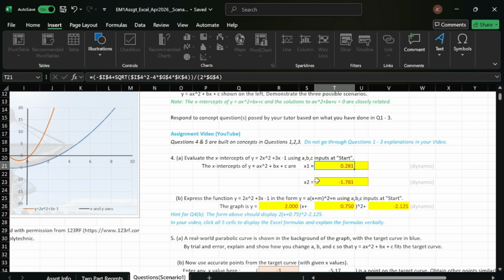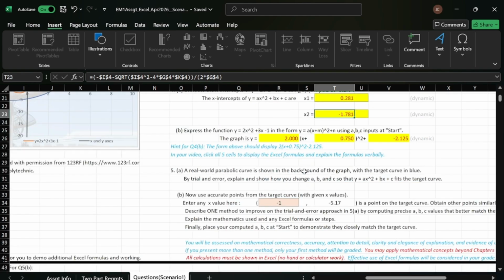So for the first x-intercept, I will have the equation minus b plus the square root of b squared minus 4ac over 2a. And for the second x-intercept, I will have minus b minus the square root of b squared minus 4ac over 2a. Question b, we are told to change the standard form to vertex form.